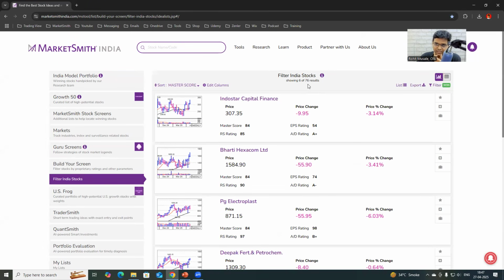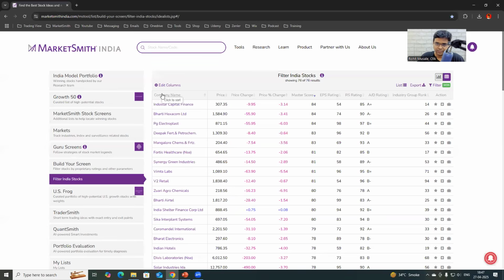See this, 76 stocks. This is called filtering. This is not shortlisting. This is called filtering. Now, out of these 76, we have to come down to those 10 or 15. From 5,300 stocks, we come down to 76, which is a basic filtering criteria.